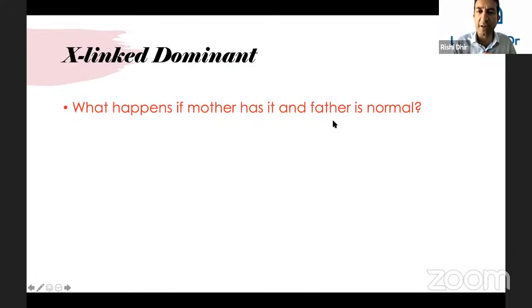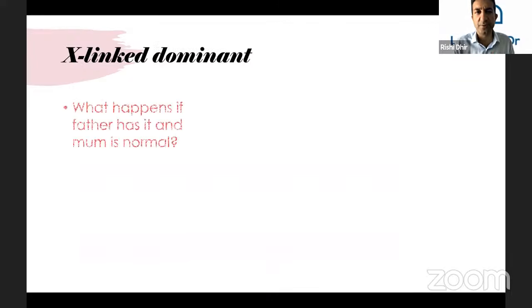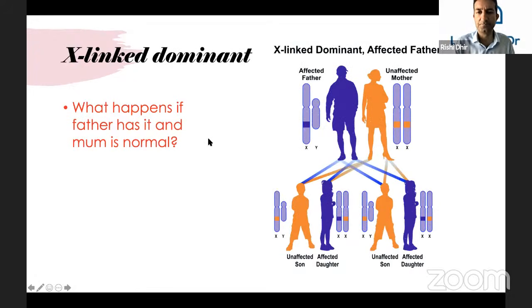What happens if the mother has it and the father is normal? That's for X-linked dominant. So this will be your hypophosphatemic rickets. Okay. And finally, what happens if the father has it and the mum is normal?